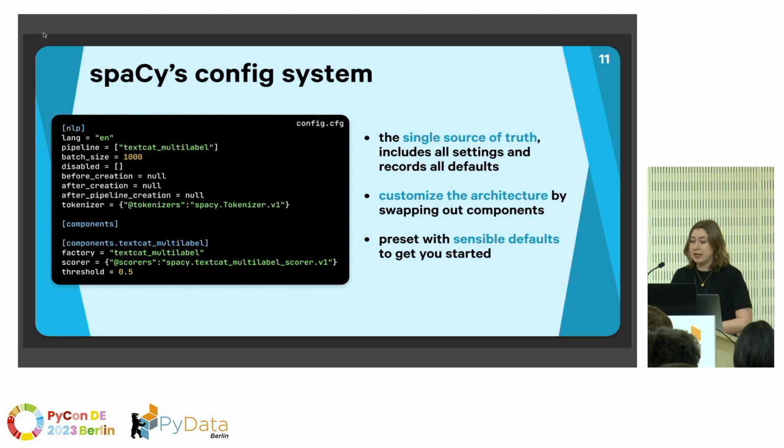For example, here's an excerpt from our TextCat multi-label config. Right now, it's using all the default settings, like the spaCy tokenizer and the multi-label scorer for TextCat. However, if you wanted to swap out, let's say the scorer for your own custom solution, you simply change that line in the config, you register it within the registry in your Python file, and that's it, you train your model.